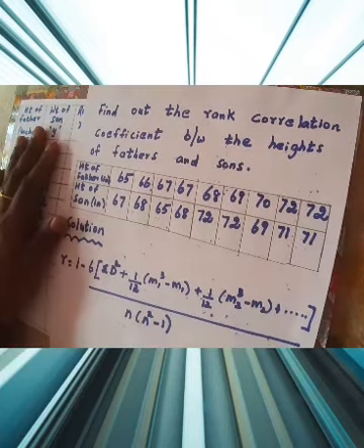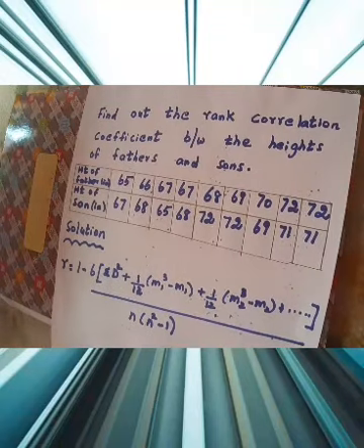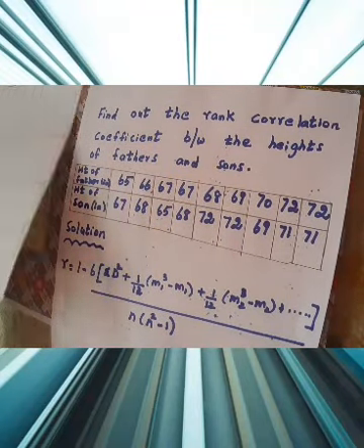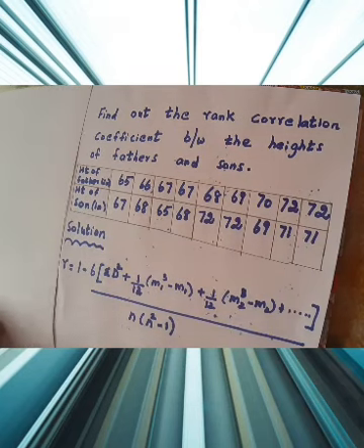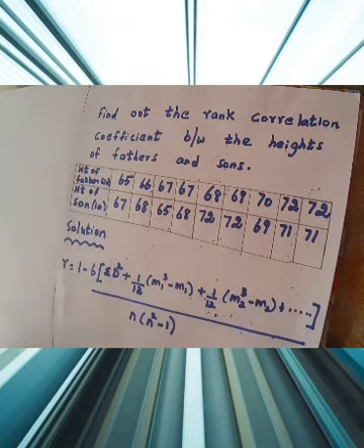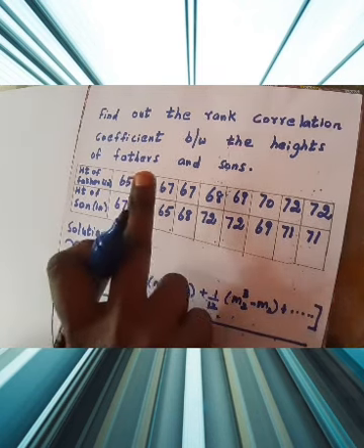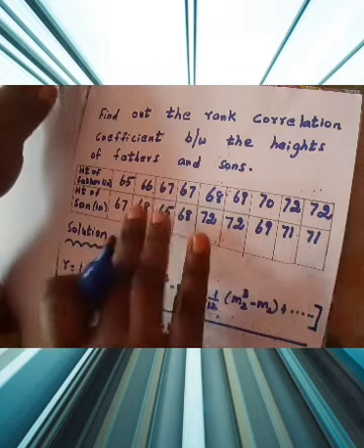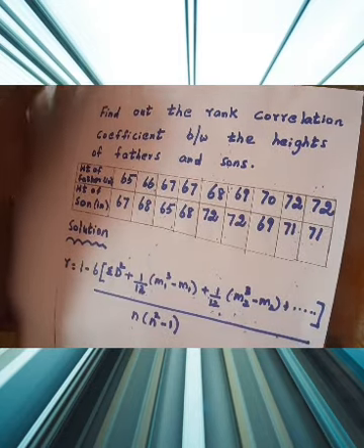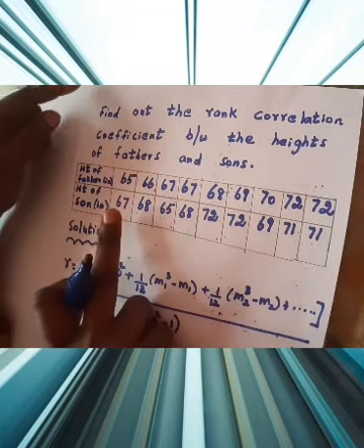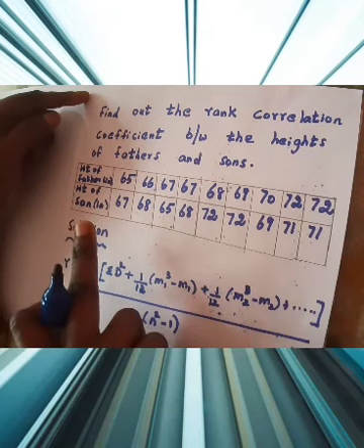Now we will solve a problem based on rank correlation. You can see the problem here. Find out the rank correlation coefficient between the heights of fathers and sons. This is the given question. The height of the father is given in inches, and similarly the height of the son is also given in inches.